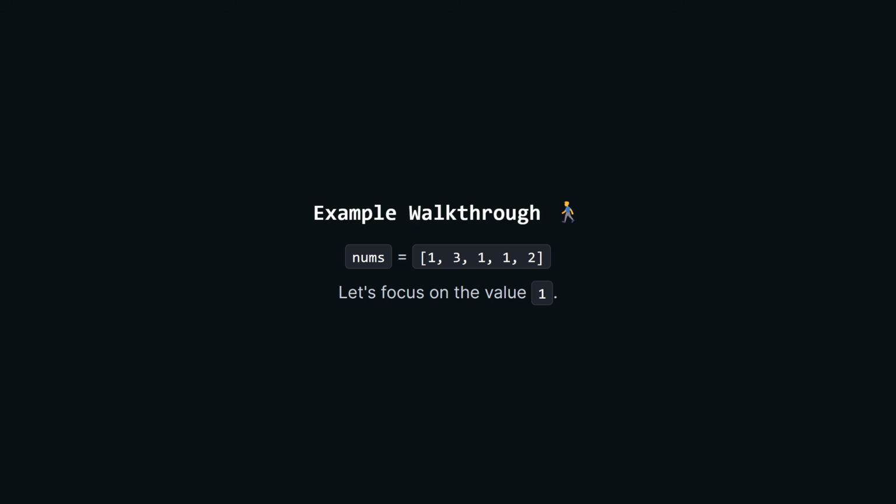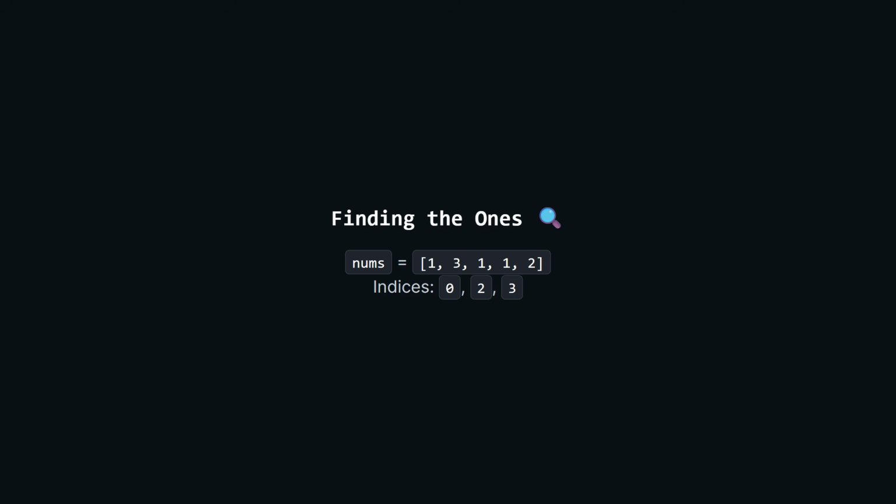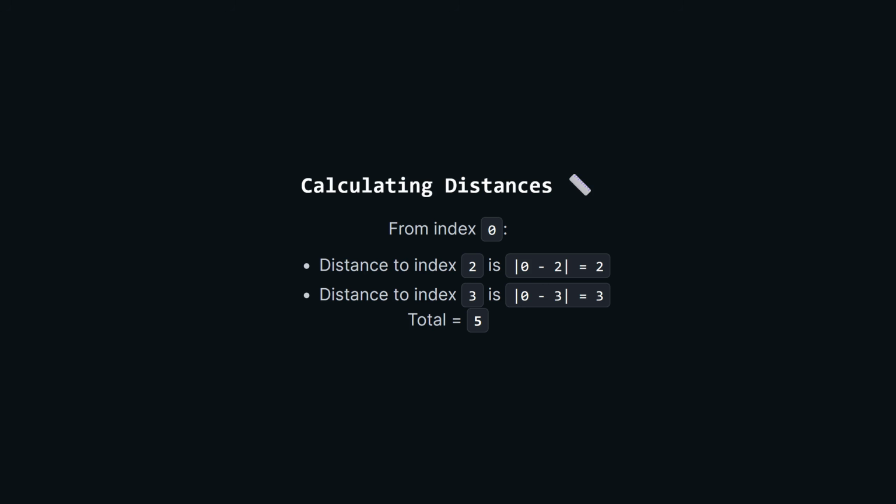Let's look at an example. Imagine our list is 1, 3, 1, 1, 2. Let's focus on the number 1 for a second. That number 1 shows up in 3 different places, at index 0, index 2, and index 3. If we are standing at the very first one, which is at index 0, the distance to the next one is 2 steps away. The distance to the final one is 3 steps away. 2 plus 3 is 5. So the first number in our answer array will be 5.